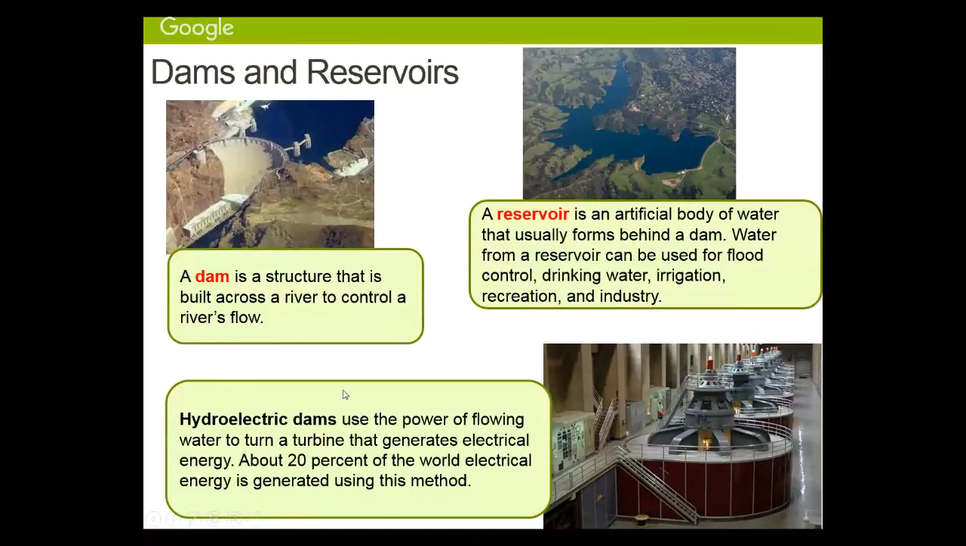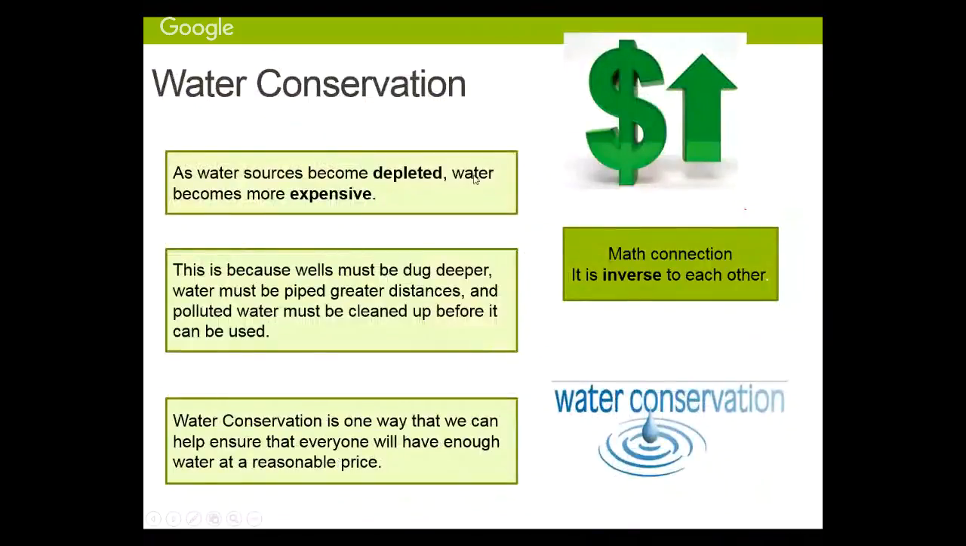Hydroelectric dams use the power of flowing water to turn a turbine, here pictured on the right, that generates, well, it converts the movement of the water to actual electrical energy. And about 20% of the world's electrical energy is generated using this method. And it's considered a very clean and efficient source.